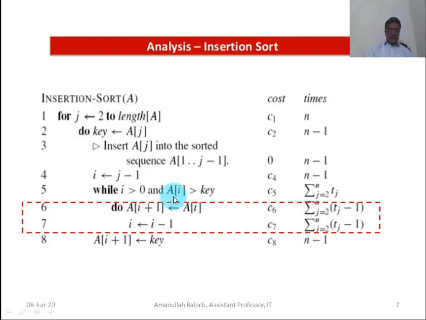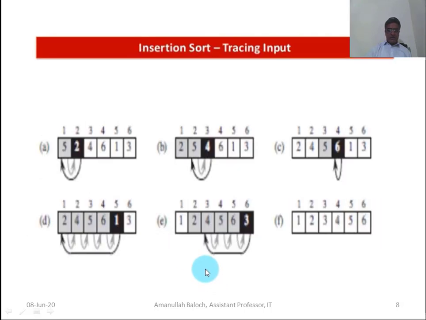Analysis of insertion sort. Here we are showing that lines 6 and 7 of the code will not execute. You will see that C1, C2, C4, C5 and C8 are present in the best case, and C6 and C7 are not present, because this is the body of the while loop, and in the best case scenario this body will never execute.